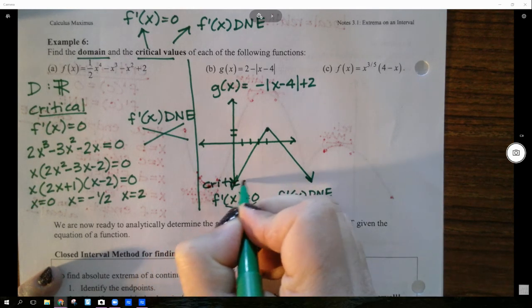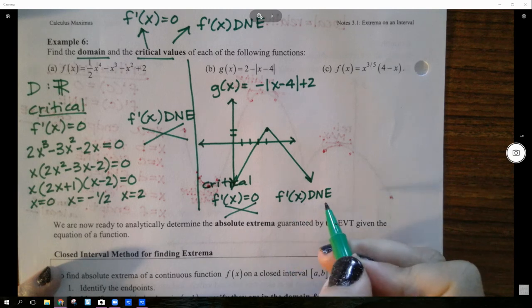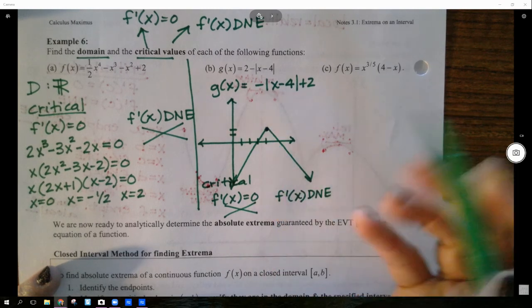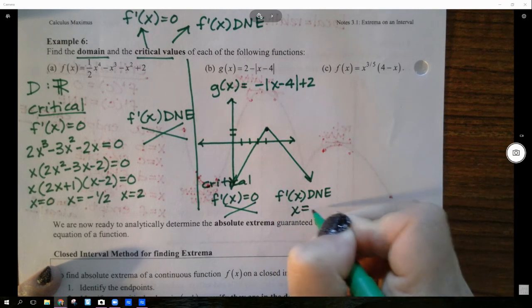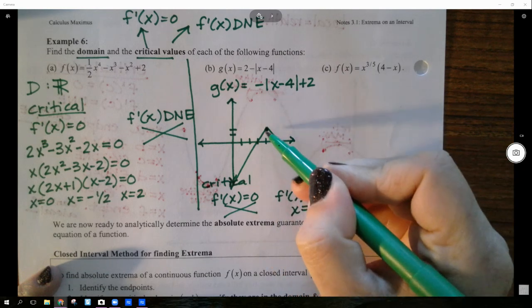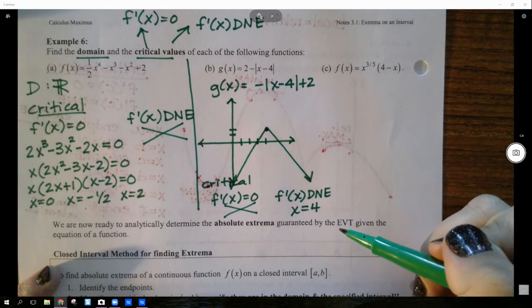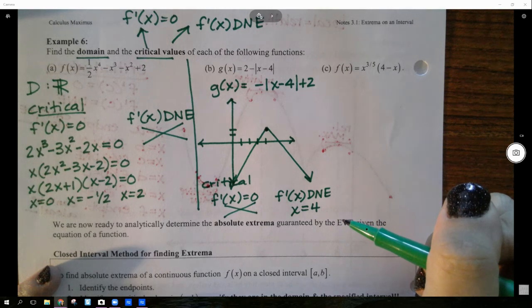The spot that we are concerned about is where it doesn't exist, and that is going to be right there, and that's at the x equaling 4 point. This would be over 4 and up 2, so your critical value would just be one spot, and that would be at x equals 4.